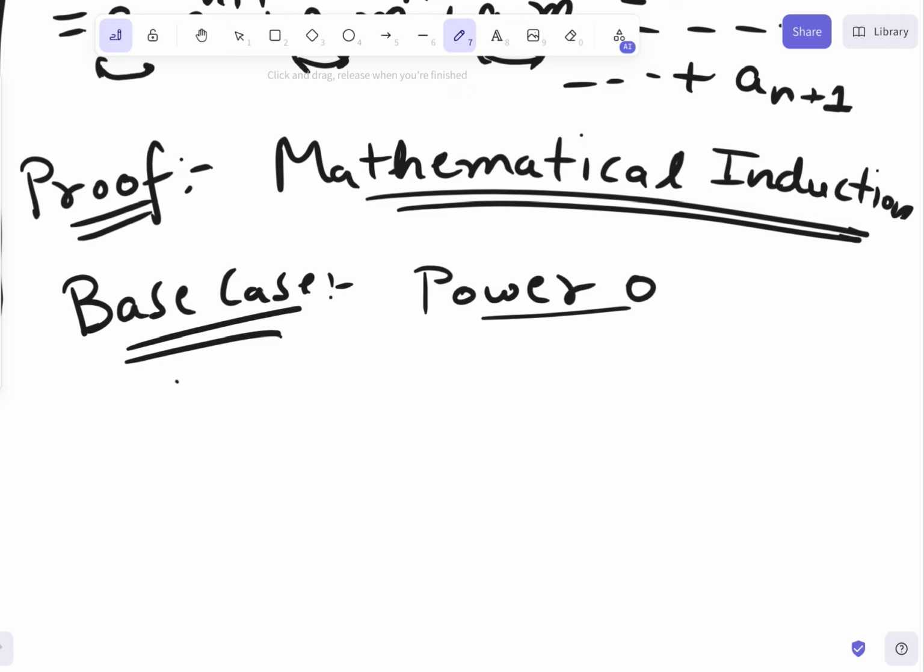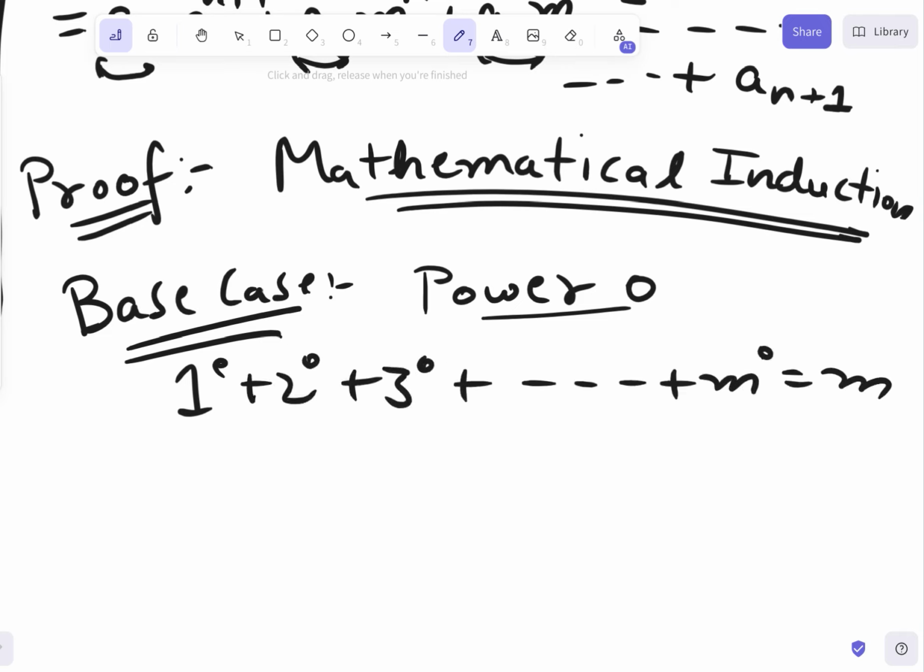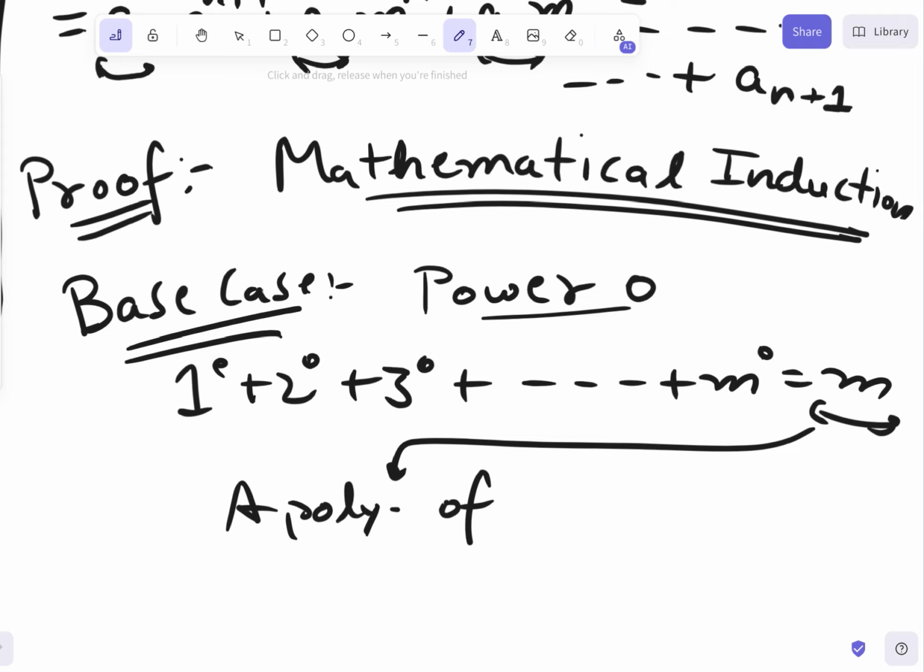So the sum looks like 1 power 0 plus 2 power 0 plus 3 power 0 dot dot dot plus m power 0. So it becomes m. Now m we see is a polynomial of degree 1 in m, which is 1 more than the power. Hence, the base case is true.